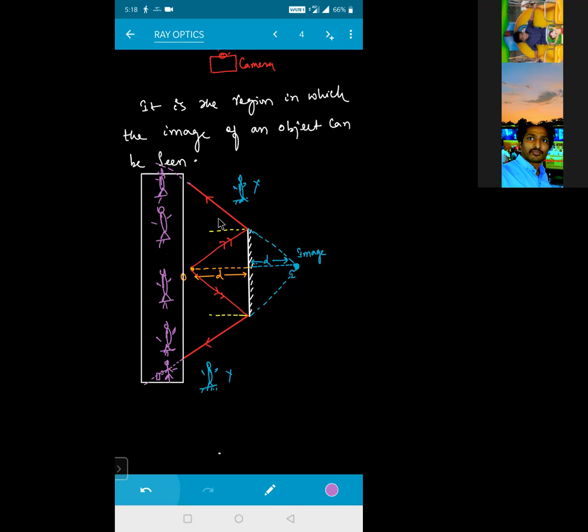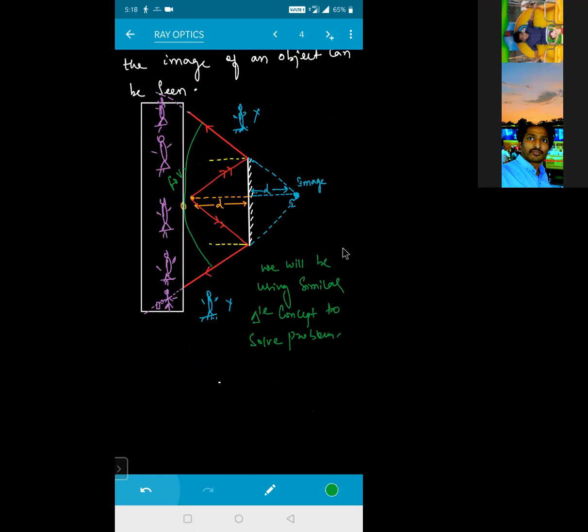This region is known as what? Field of view, isn't it? So can I say that from here to here, this region is known as your FOV? Got it? Are you getting my point? Yes, sir. So we will be using the similar triangle concept to solve problems. I'll tell you how. Okay, a small method. So that is one example.